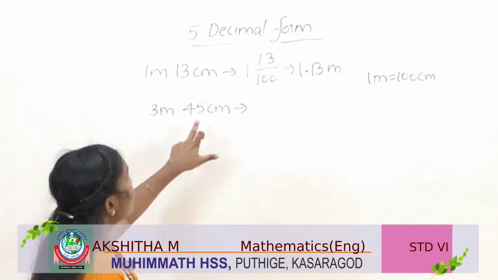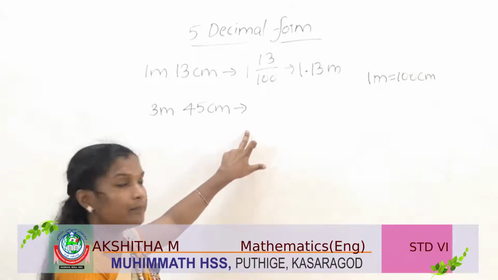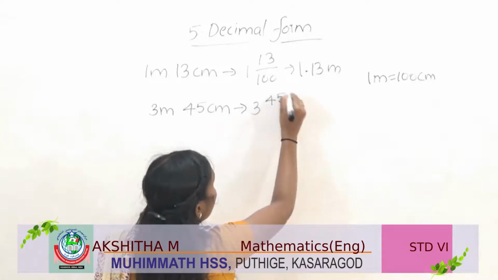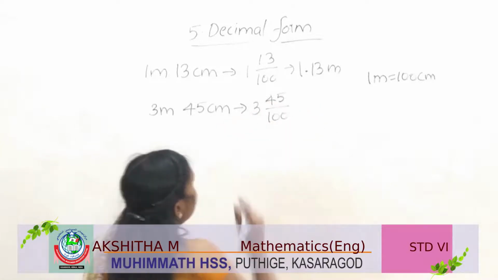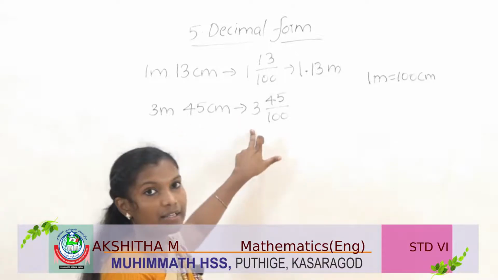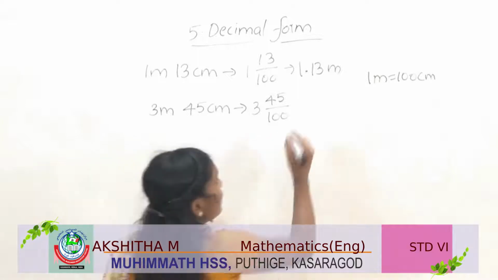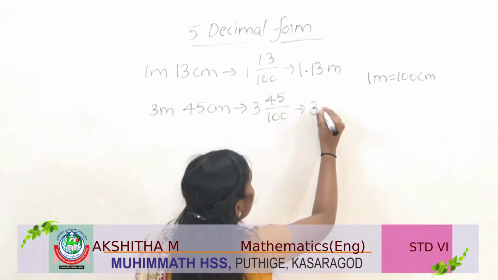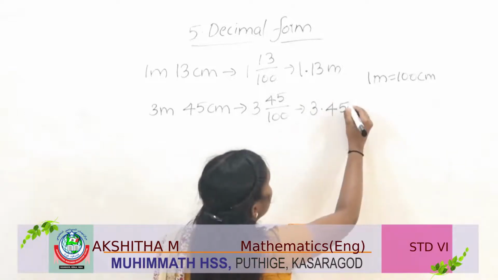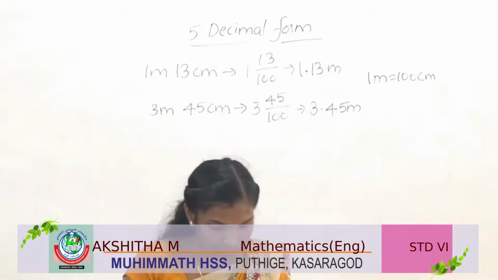3 meter 45 centimeter. How can we write this in fraction? 345 by 100. We can write in fraction 345 by 100. So its decimal form is 3.45 meter. Is it clear now?